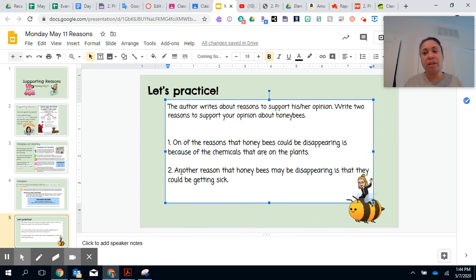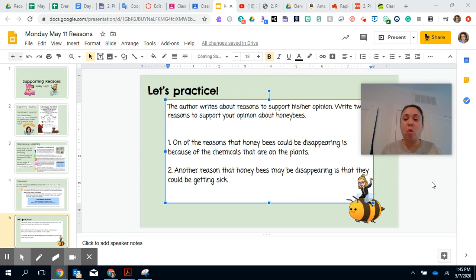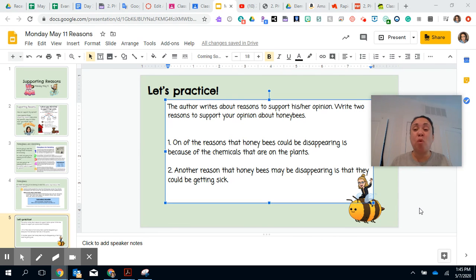So going back to the text is extremely important when you're trying to find the author's opinion, but then you have to support the reason. So I just did that. This is exactly what you're going to be doing with your passage.